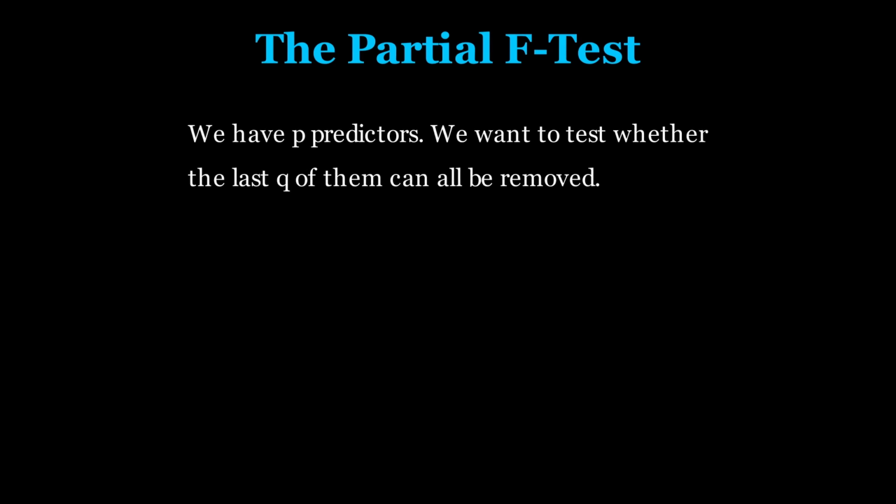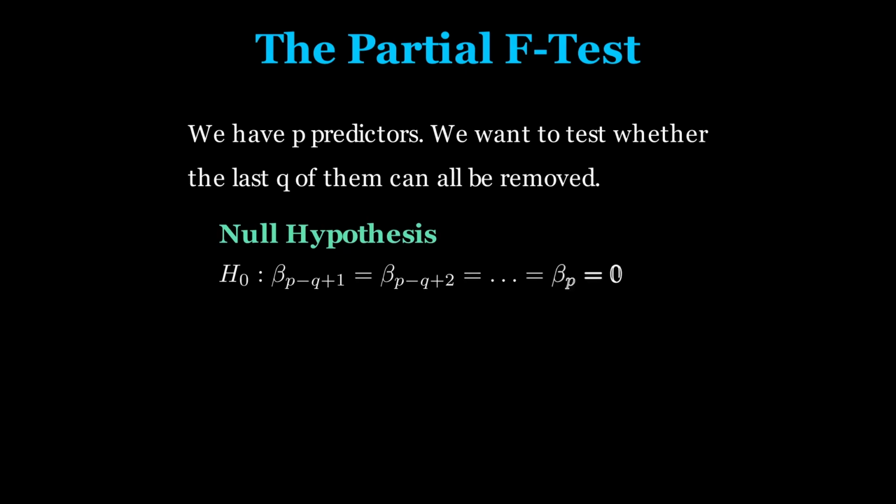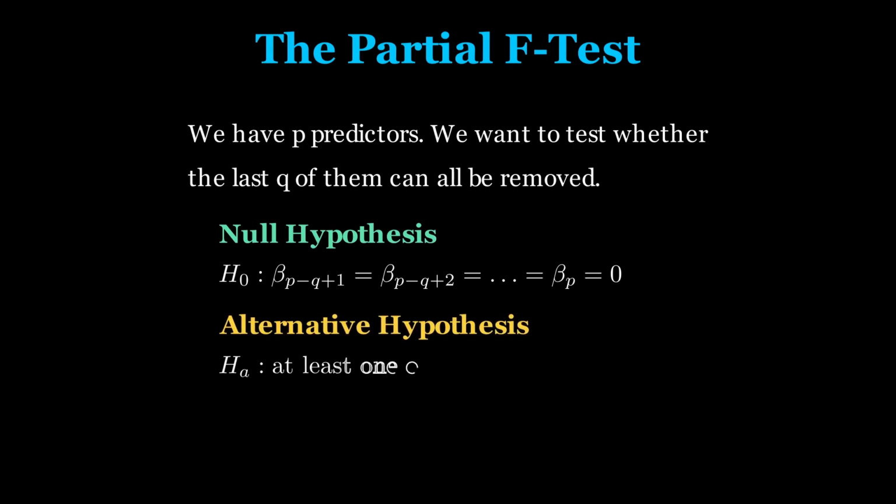The partial F-test extends the idea of the overall F-test to test whether a specific subset of predictors can be dropped from the model. Suppose we have a model with p predictors, and we suspect that the last q of them contribute nothing. The partial F-test lets us test that idea formally. The null hypothesis states that the last q coefficients are all 0. Those q predictors have no effect. The alternative says at least one of those q coefficients is non-zero. That subset of predictors does contribute something.